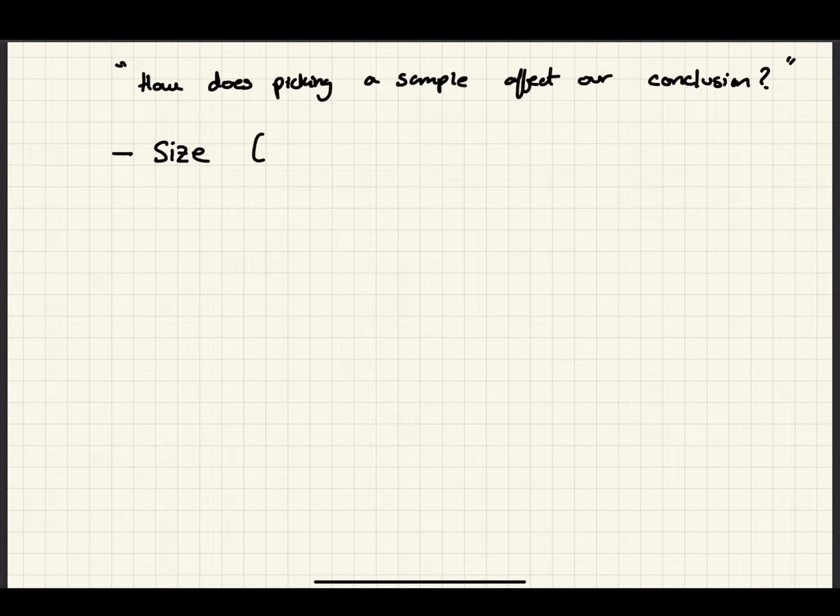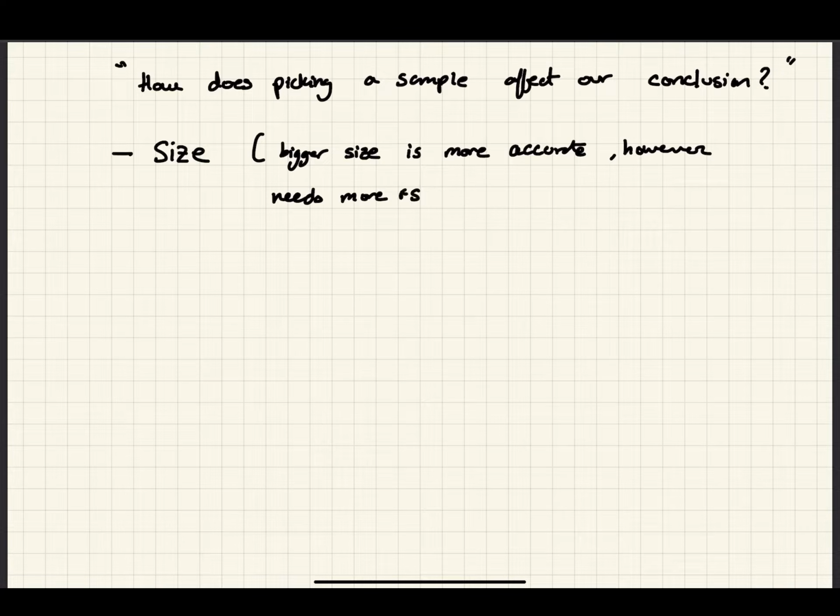However, a bigger size is more accurate usually. However, it needs more resources. So it would be nice to have a bigger sample size, but we can't necessarily always get this. So usually the bigger the sample, the more accurate it is, but you need more resources to be able to cover it. And also usually if your population is quite different, so if we asked this question when we were doing the TV shows, then if the population has different segments, then you need a larger sample to capture these different segments.